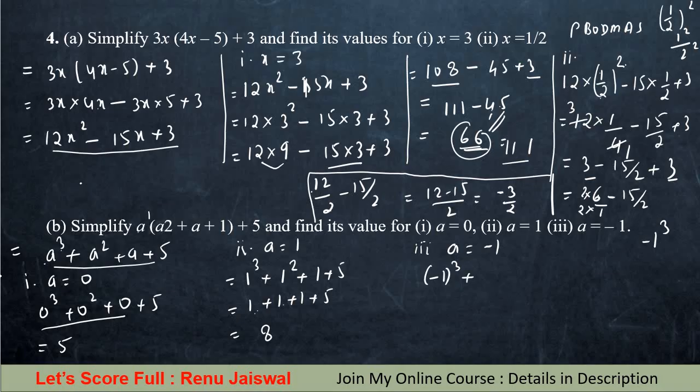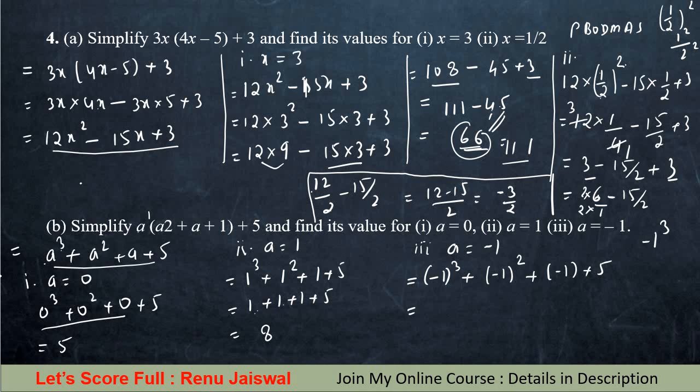Then what I have? A square. So a value is minus 1 and its square. Then there is a plus and a value minus 1. Correct? I hope till here everything is crystal clear. In case of doubt, please comment.